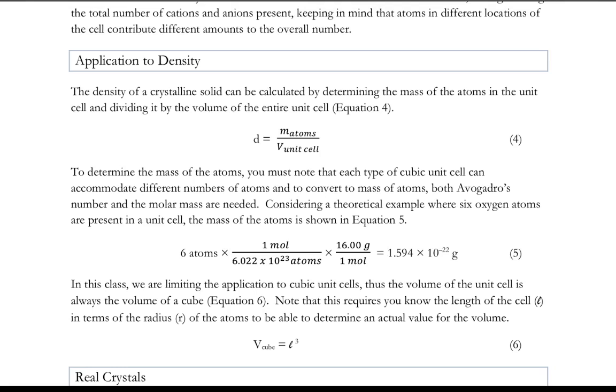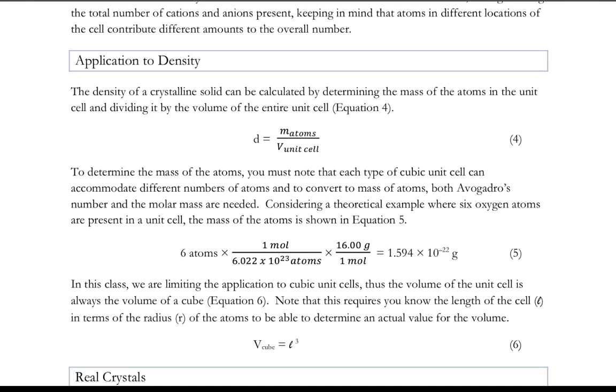Now we're at moles, then we would use the molar mass of that solid. Here it's shown as 16.00 grams per mole. And you notice that the units work out where we have just grams left over. It's grams per unit cell. So that's what would go in the numerator of equation 4 for the density.